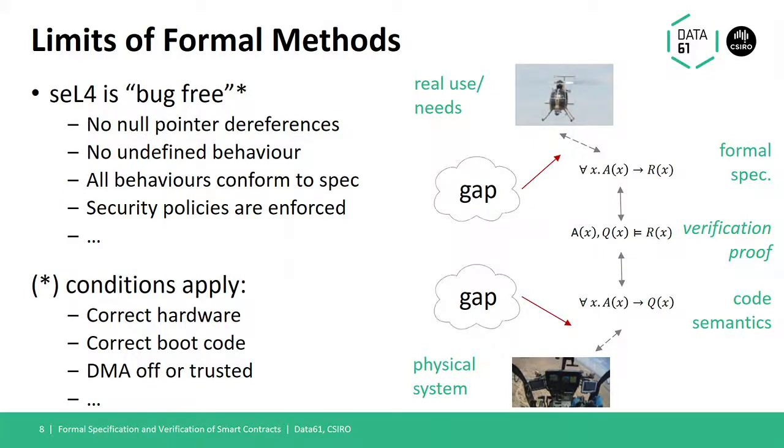So just because you've written some mathematics for a formal specification, is that actually going to correspond to people's real needs in the real world when they're using the system? So we can say, sort of, seL4 is bug-free, but we don't say bug-free, because what is a bug? People don't know what that means.